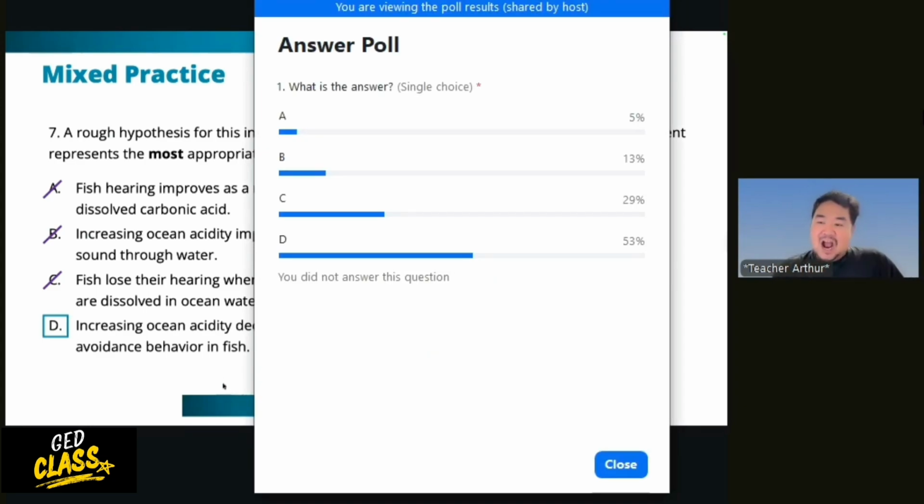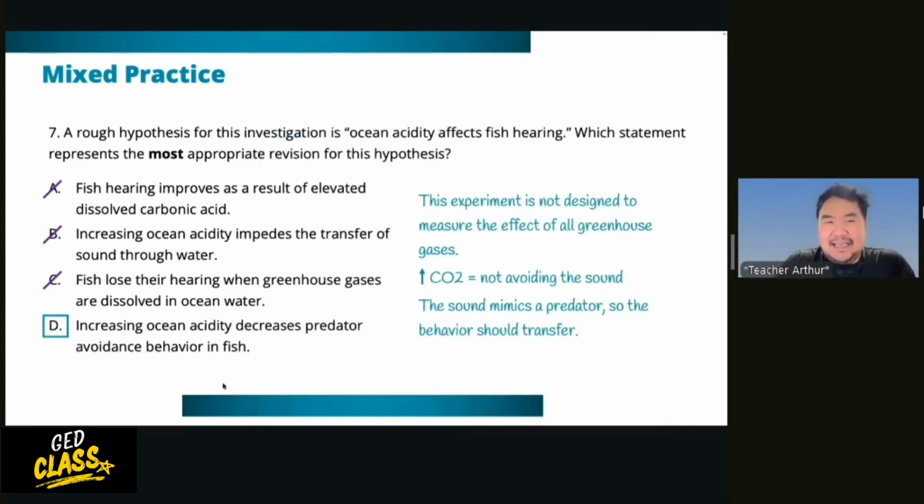Okay. All right, real quick. Again, it's good to know that you got the correct answer. It's even better to know why the wrong answers are wrong. Take a look at answer choice A and tell me what's the problem with answer choice A. Fish hearing improves as a result of elevated dissolved carbonic acid. What's the problem with answer choice A? It's the complete reverse, right? It's the complete opposite here. Fish hearing does not improve. It actually gets worse. So we can get rid of answer choice A.